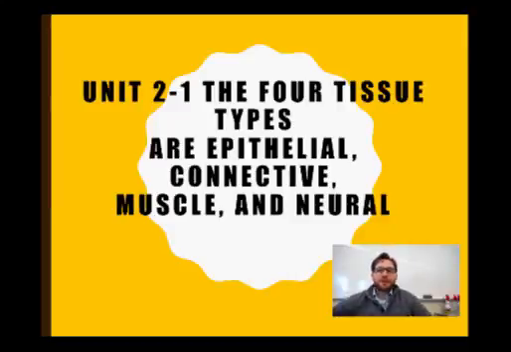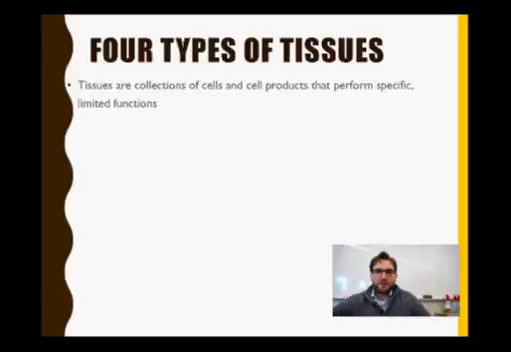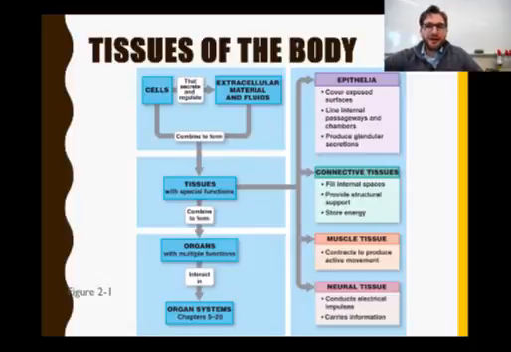In Unit 2, we're going to talk about the 4 types of tissues. Specifically, we'll talk about epithelial, connective, muscle, and neural tissue. Tissues are collections of cells and cell products that perform specific limited functions. Looking at this diagram, we see that cells can secrete and regulate for our body and produce extracellular material and fluids.